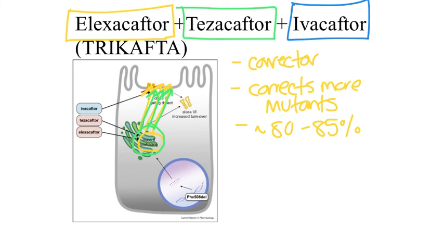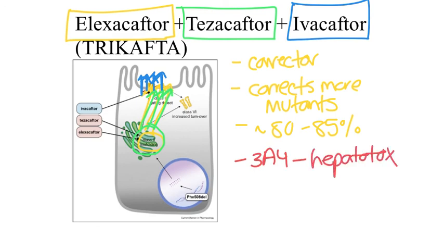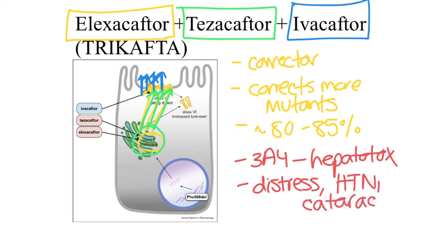Ivacaftor, as we've discussed previously, is a CFTR potentiator that is able to increase the frequency of channel opening in channels that are found at the cell surface. All 3 drugs in this combination are metabolized by cytochrome P450 CYP3A4 to both active and inactive metabolites. Given this, it is important to watch out for drug-drug interactions through the CYP3A4 enzyme, as well as the possibility of developing hepatotoxicity. In addition, other side effects are similar to the other CFTR modulators, including respiratory distress, hypertension, and cataracts.